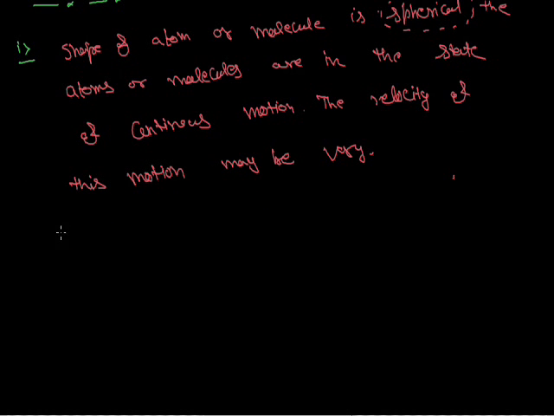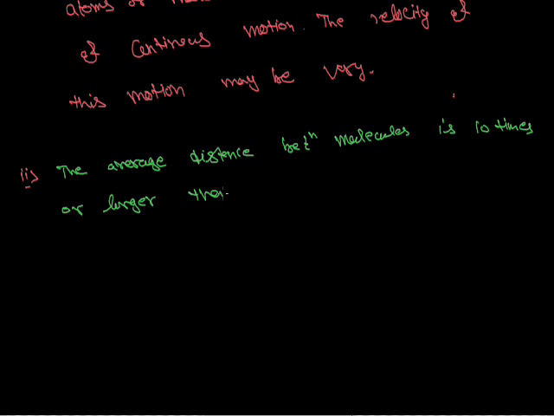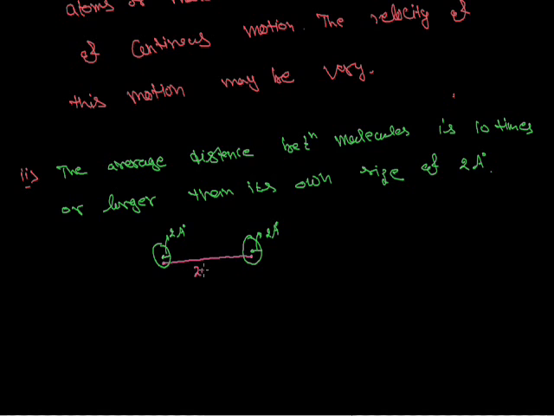Second postulate states that the average distance between molecules is 10 times or larger than its own size of 2 angstrom. What does it state? Let us suppose I have a molecule, this one, having a radius of around 2 angstrom, and another molecule having a radius of 2 angstrom. What is stated there? The average distance between two molecules is 10 times or larger than its own size. I mean, this is the size. And if I consider the separation between this, then this separation will be 10 times the size of the molecule. So it will be 20 angstrom.